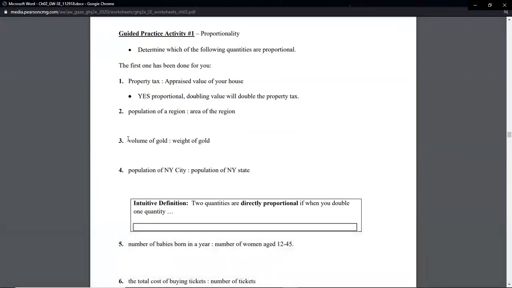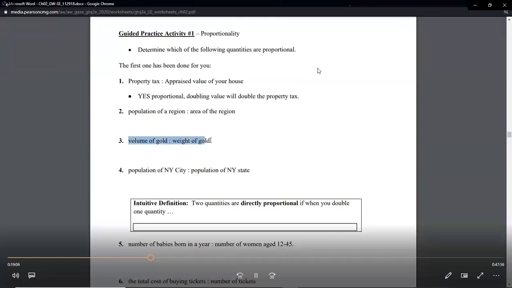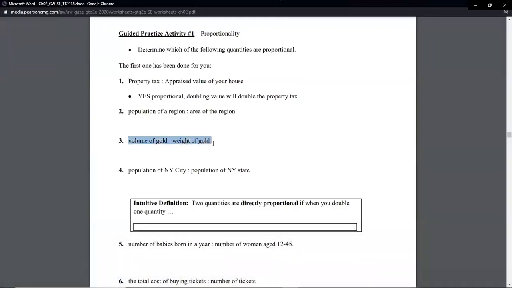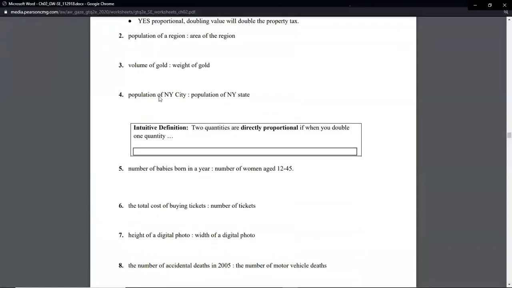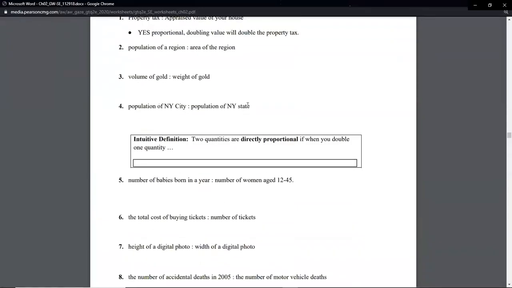Volume of gold and weight of gold, there is some type of relationship between volume and weight. I won't say whether it's proportional or not, and I'm not trying to make it sound more complex than it is. But there is a pretty simple argument for number three. Population of New York City and population of New York State. So if you double the population of New York City, does that mean the population of New York State has to double? Or maybe you need to ask that question the other way, vice versa.